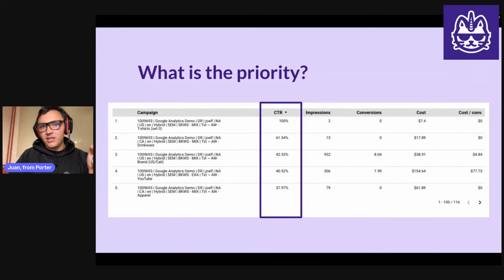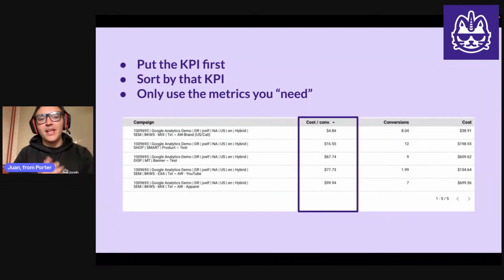So I will do some changes to add contrast to my report so I tell the story I want to tell. The first thing is the table must start with cost per conversion. That's my actual KPI. The second thing is I want to sort by that KPI, from minimum to maximum cost per conversion, so I start with the best performing campaign whose cost per conversion is $5.